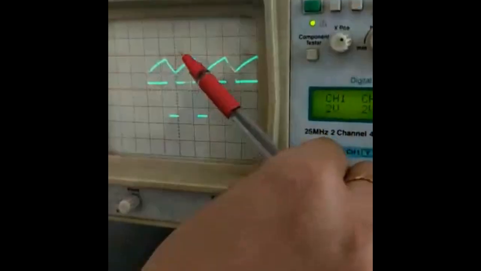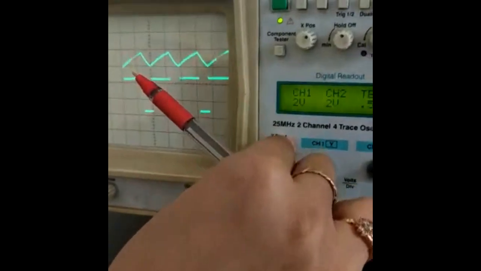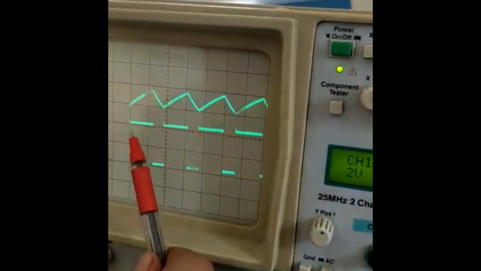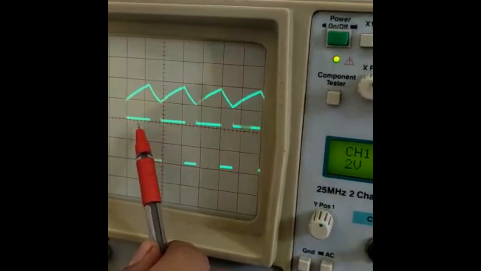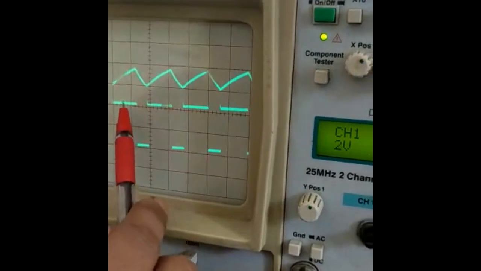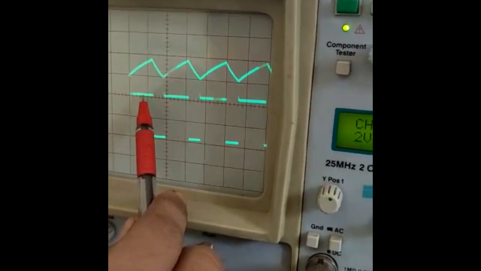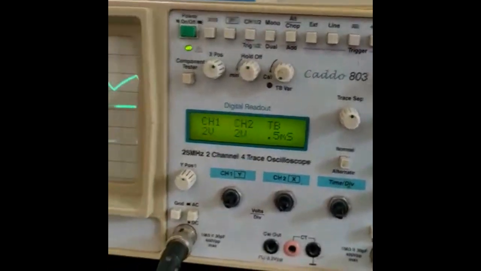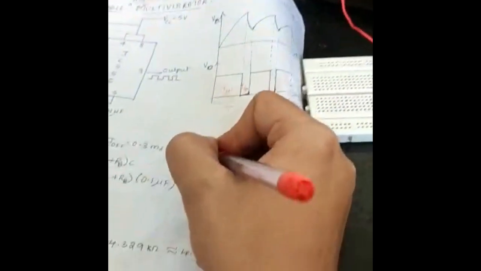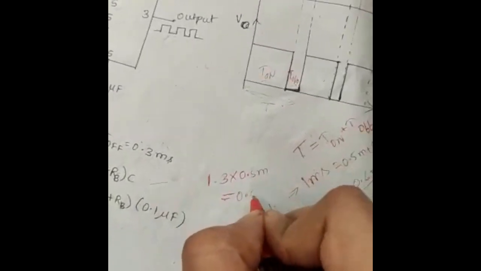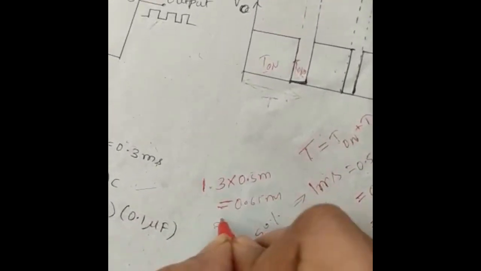So what is the T on value? You can observe it is almost 1.3 divisions, and T off is almost 0.6 or 0.7. Okay, 1.3 into what is the time scale? You can see here it is 0.5. So 1.3 into 0.5 millisecond, you are going to get approximately 0.65 millisecond, or approximately 0.7.